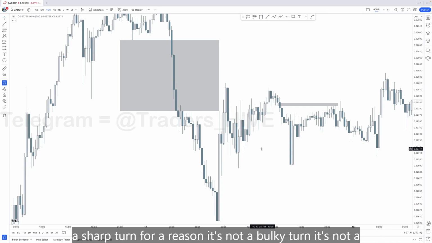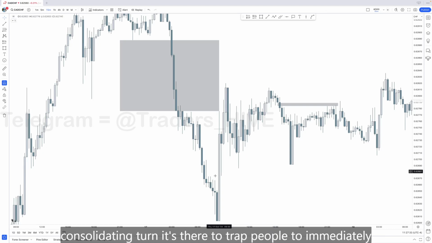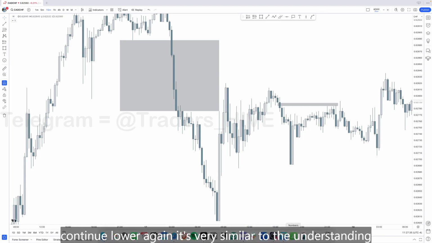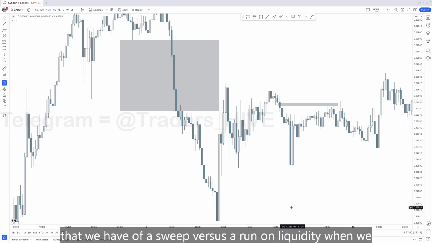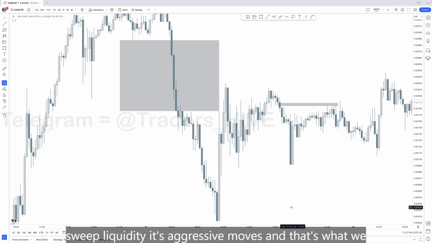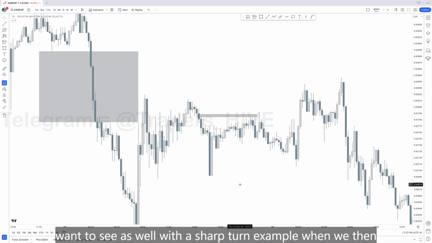It's not a bulky turn. It's not a consolidating turn. It's there to trap people to immediately continue lower again. It's very similar to the understanding that we have of a sweep versus a run on liquidity. When we sweep liquidity, it's aggressive moves. And that's what we want to see as well with a sharp turn.